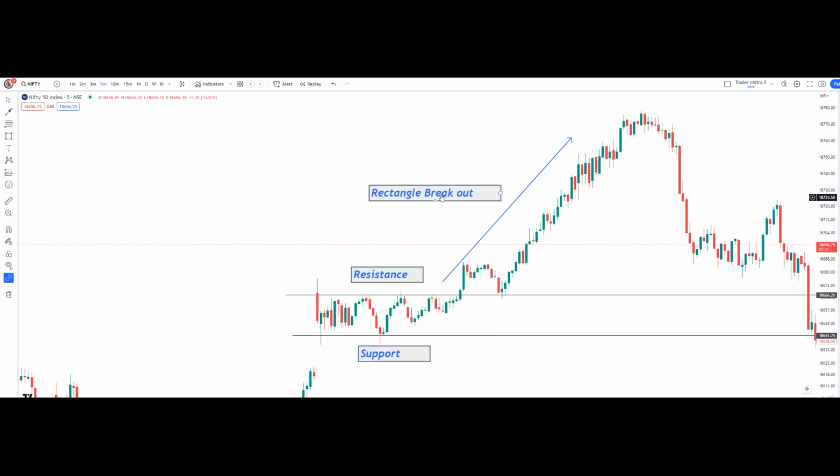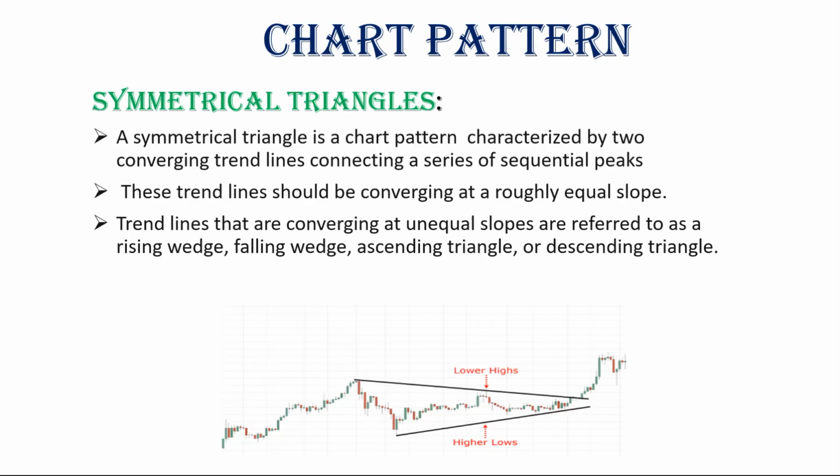Okay, so the rectangle pattern breakout, and we got a nice trade, that is, we can enter into the long trade above this green candle. Next we can see what is called symmetrical triangles. A symmetrical triangle is a chart pattern characterized by two converging trend lines connecting a series of sequential peaks. So this is the first trend line and this is the second trend line.